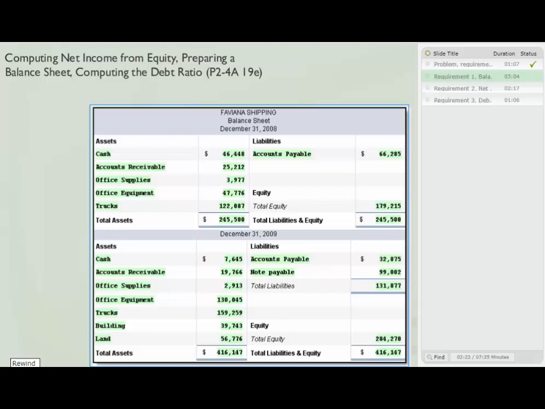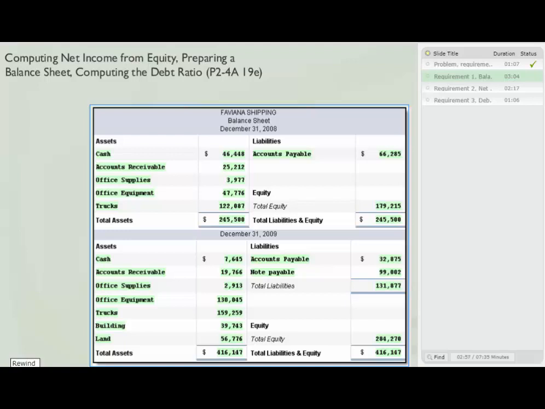So for 2008, the $245,500 less the $66,285 of accounts payable gets us $179,215 of total equity. And then of course when we add the $179,215 of total equity to the accounts payable, we come up with total liabilities and equity of $245,500, which equals the total assets as well, and we know we're in balance. Now that was all for December 31st, 2008.